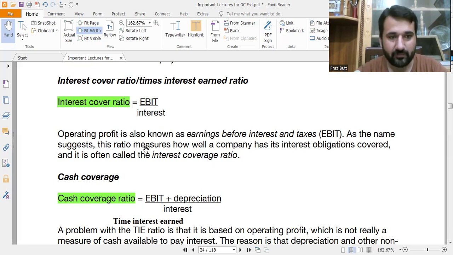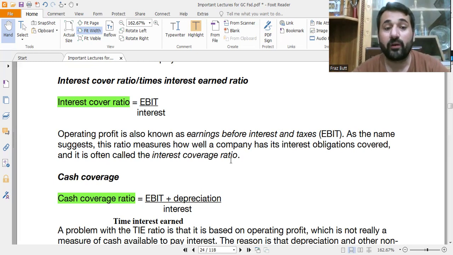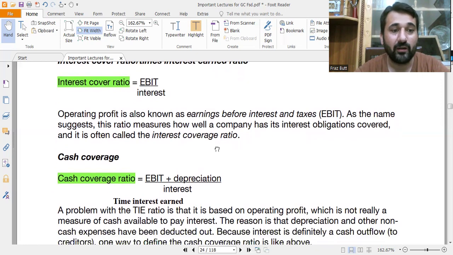As the name suggests, this ratio measures how well a company has its interest obligations covered and is often called interest coverage ratio. So, how healthy a company is in order to cover and pay the interest it has to pay. How much it is able, how strong it is to cover its interest obligations. So, that's why this ratio is also called interest cover ratio.